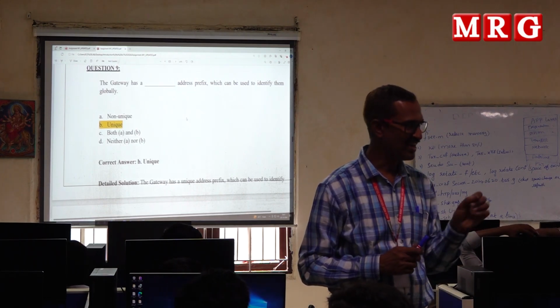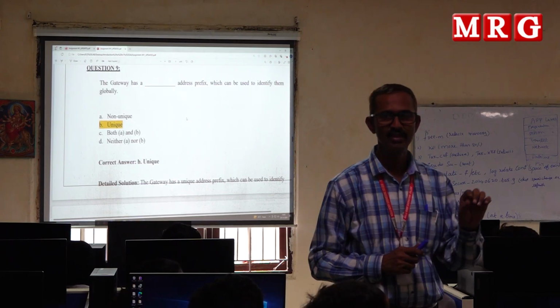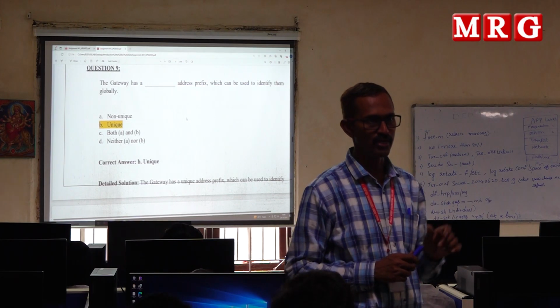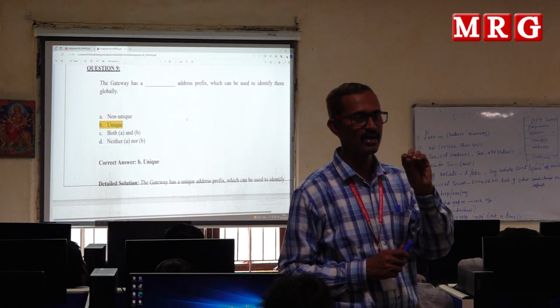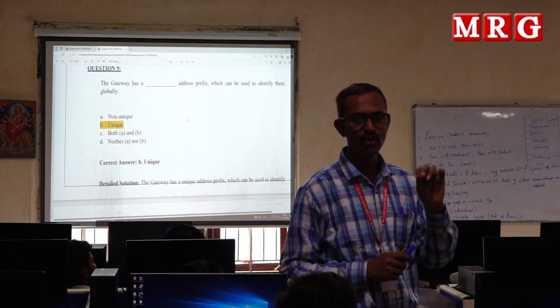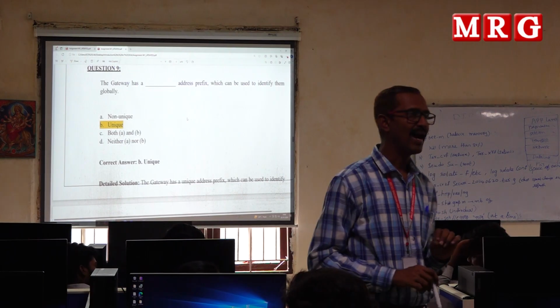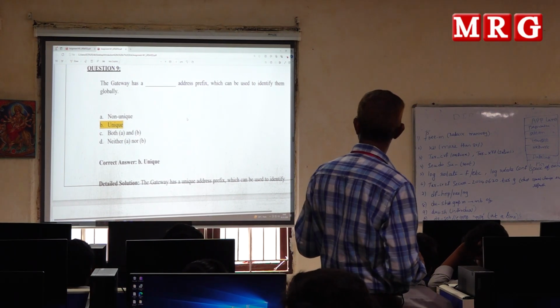ID means your roll number. Okay. Some number is assigned to every student. Similarly, on a computer network or data network also, every system is assigned one address. That we call an IP address.